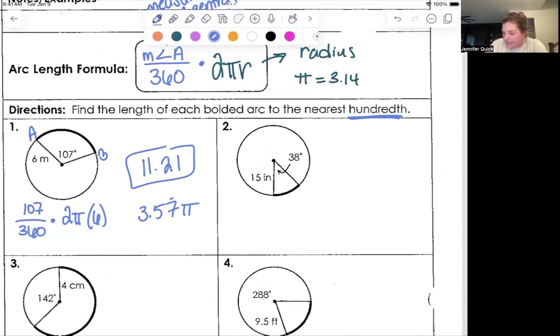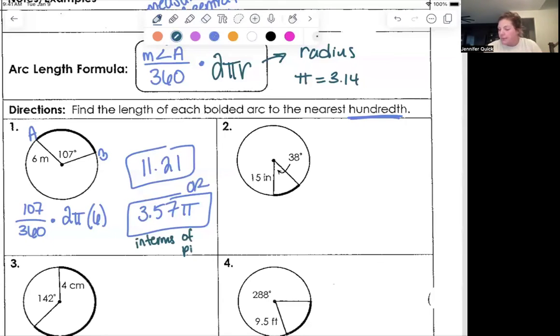3.57 pi. So you do everything but the pi. So hundredths, or in terms of pi. So this is in terms of pi, depending on what Delta Math is asking you.